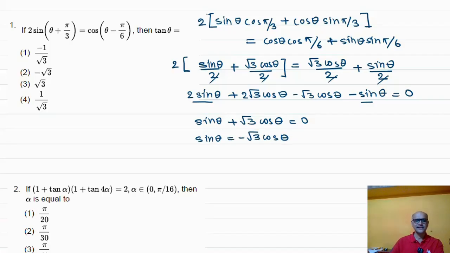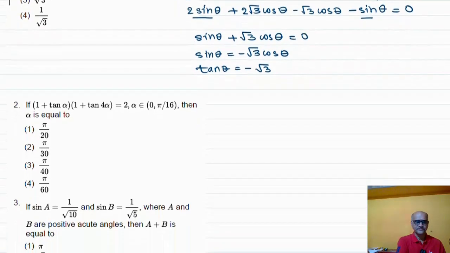Divide both sides by cos theta and you will have tan theta. So tan theta is equal to minus root 3. I am dividing by cos theta, having taken cos theta to the LHS. So the answer to the first one is minus root 3. Clear? Next, the second one.